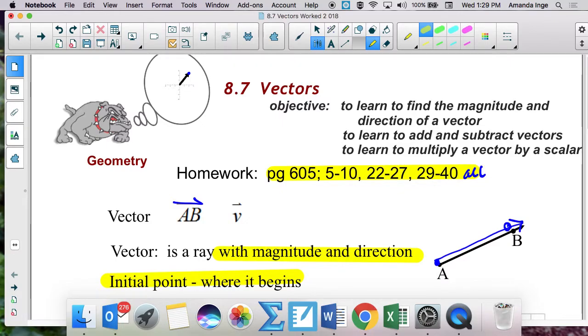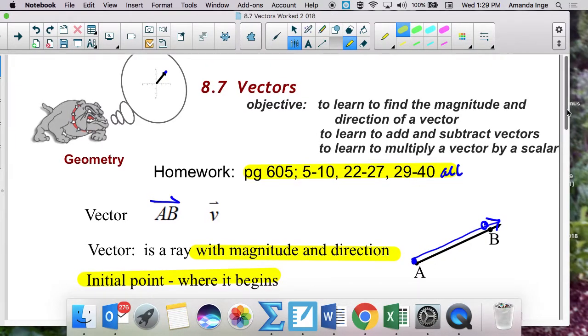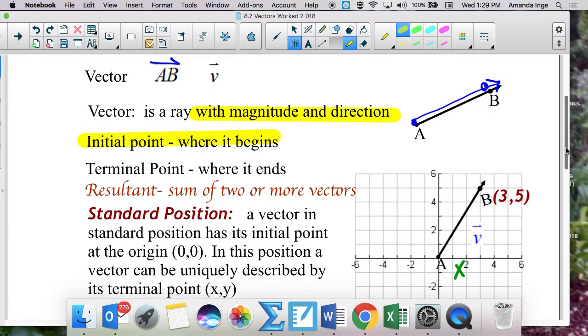And like I said, in the direction you're going. The terminal point is where it ends. So in this case, B would be the terminal point. So A would be the initial point, B would be the terminal point. The next word I have up here is called a resultant. It's the sum of two or more vectors.